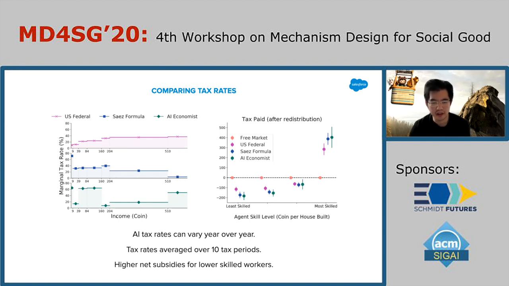Now, what's important to note here is that because we have this sequential economy, we do have tax rates here that are averaged over 10 tax periods. So the taxes that the AI sets can actually vary year over year. And what is striking here is that, for instance, it seems like taxes are actually higher on the lower skilled, lower income agents here. But if we look at the net subsidies, then the lower skilled agents actually receive more subsidies in the end. So we can see that on the right here, where we compare how the tax revenue is redistributed in society. And we see that the lower skilled agents that make less money actually are better off under the AI Economist.